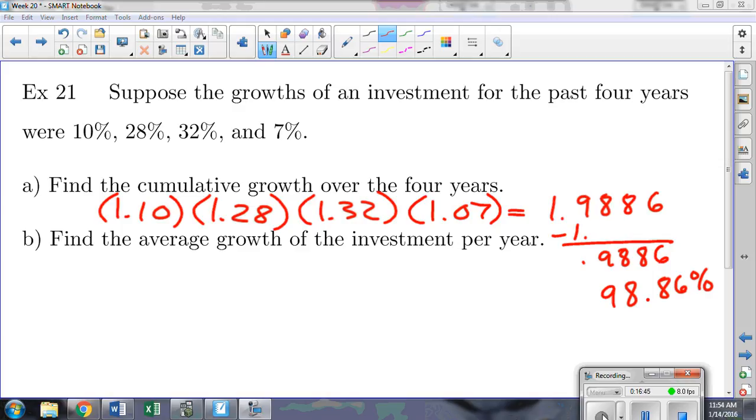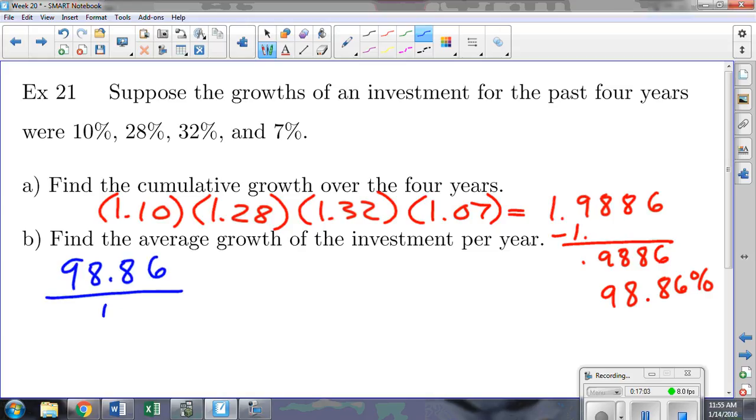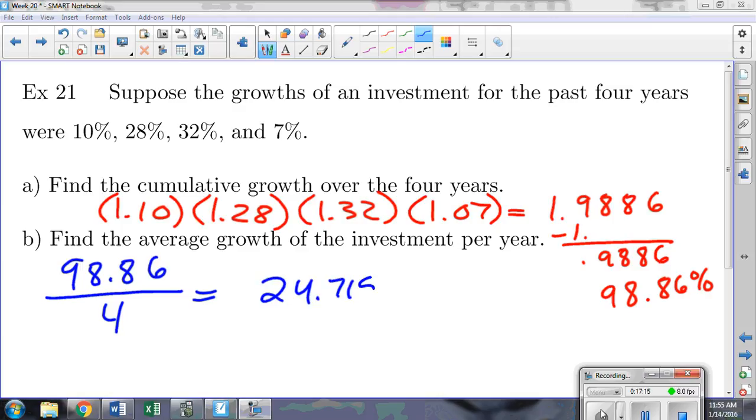What is the average growth per year? This is a part where it's almost universal. Students will make a mistake here. Because the overwhelming majority of students think, well, if we're going to take an average, we'll just take this piece and divide it out by 4. And we'll say 98.86 divided by 4 gives us 24.715. Many students will say, this is your interest rate.